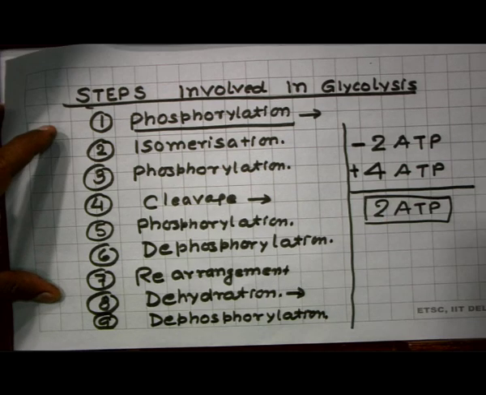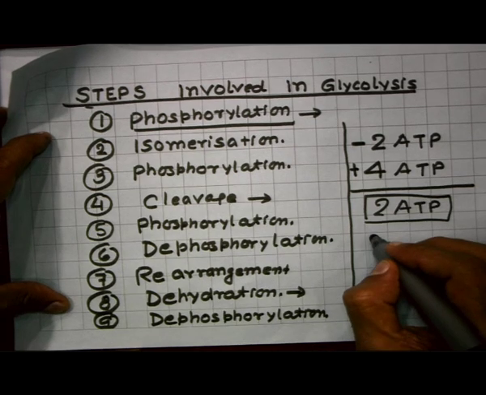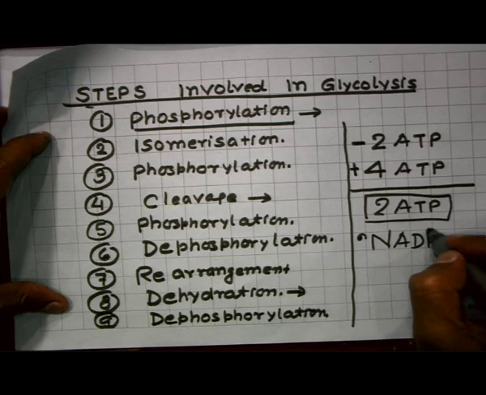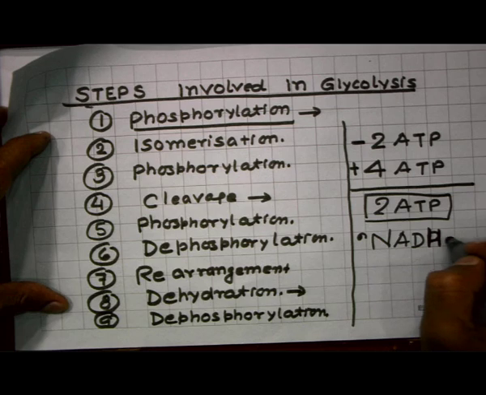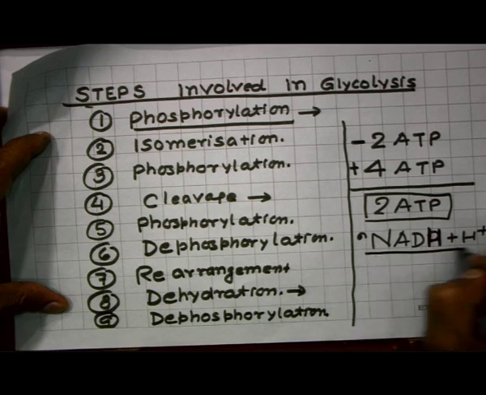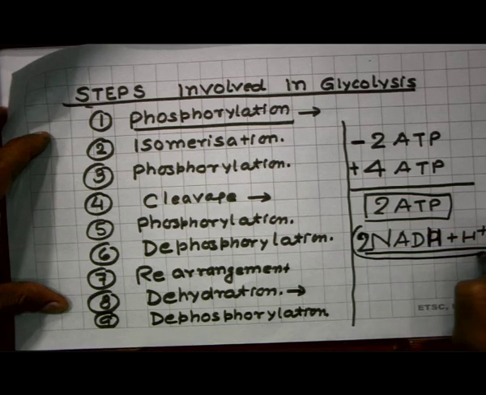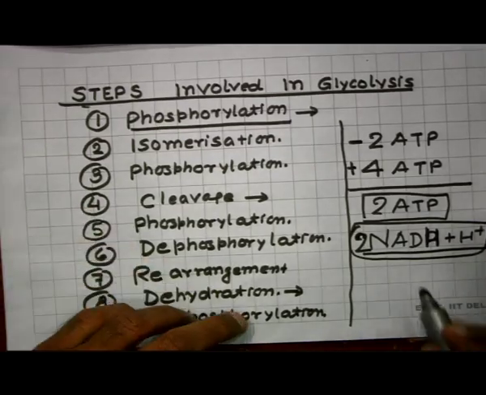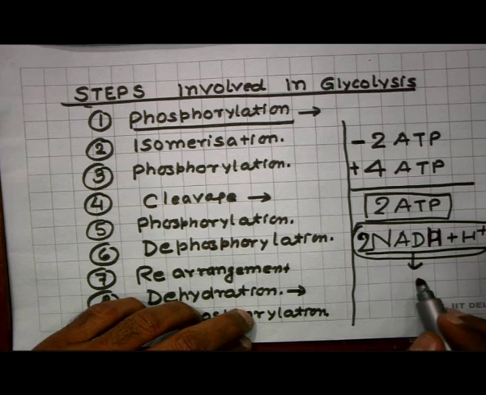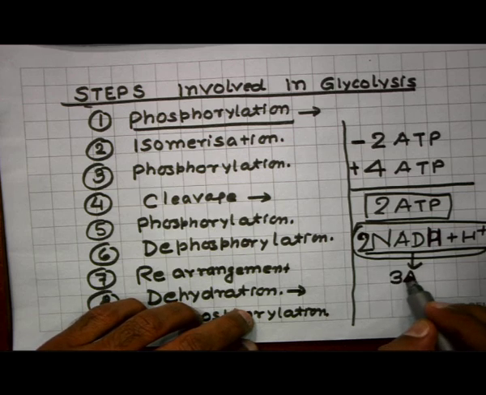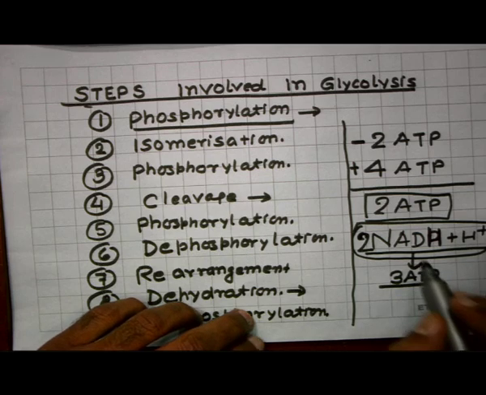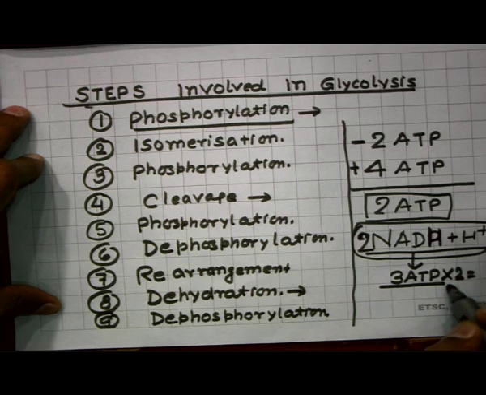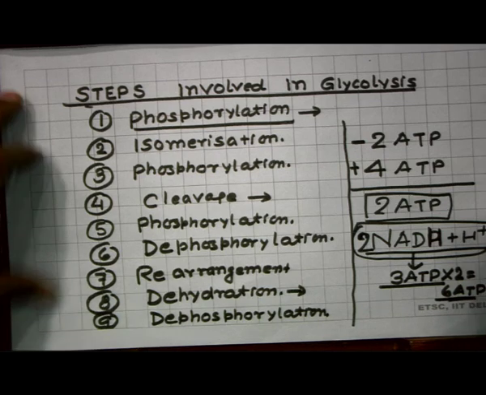Besides that, there is the reduced coenzyme, that is NADH. 2 molecules of NADH are formed, which are going to be further reoxidized in oxidative phosphorylation, and 1 NADH2 gives 3 ATP. So, after the reoxidation of 2 molecules of NADH, it forms 6 ATP, which we will find later on.